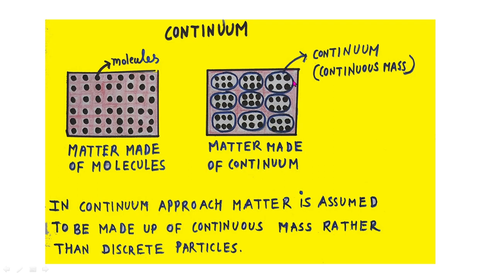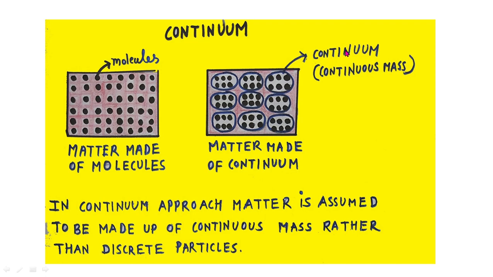You can see that these circles represent a small continuous mass containing many molecules inside them. These circles contain many molecules inside them, and these represent continuous mass. So we assume that this fluid element is not made of molecules, it is made of these continuous masses which contain molecules inside them, as shown here. These continuous masses are called continuum.